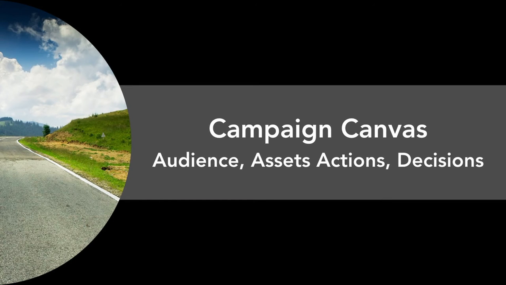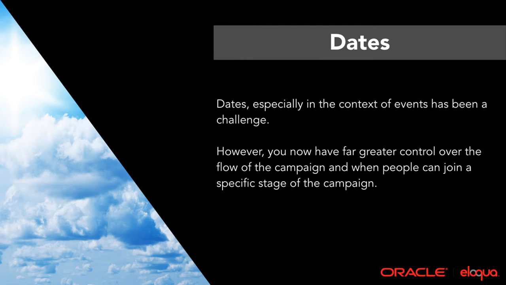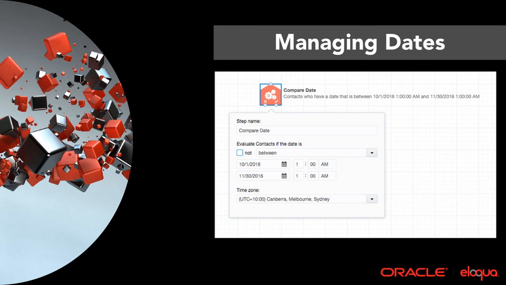So the campaign canvas effectively is broken down into a number of areas. You've got your audience, you've got assets, you've got actions and decisions, and there really should be a comma after assets, but that's okay. All right, so let's look at dates as one example. Dates, and especially in the context of events, have been a challenge, and this is where I want to show you this new compare date function. We've covered it a little bit before, but I just want to reiterate because it really does make things a lot easier. So in managing dates, you're able to use the compare date function.